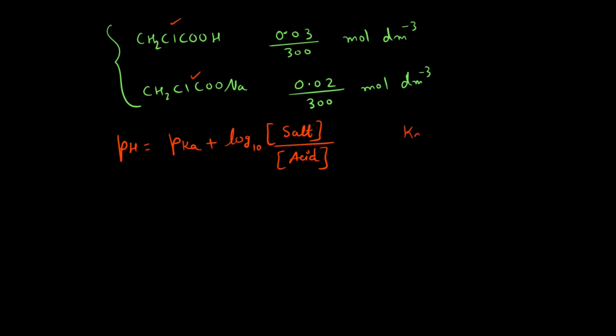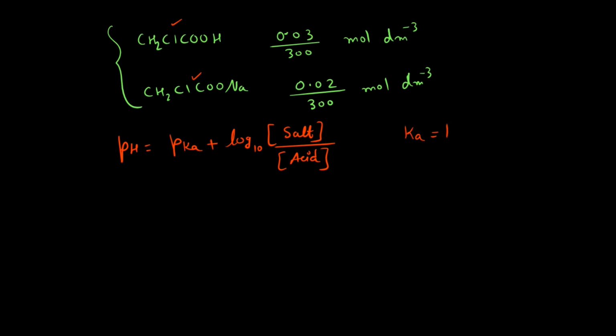Ka of the acid is given to us: 1.35 into 10 to the power minus 3. So we just plug in the values into this equation. So we will get pH equals pKa. pKa is negative log to the base 10 of Ka. Ka is 1.35 into 10 to the power minus 3.